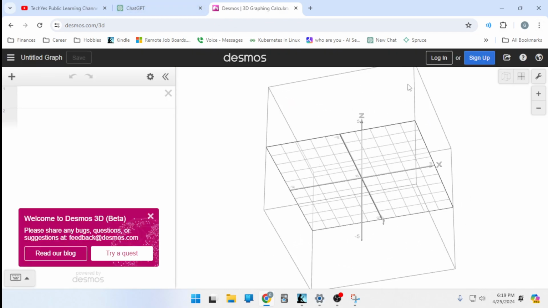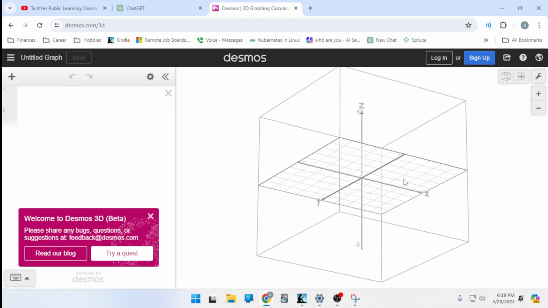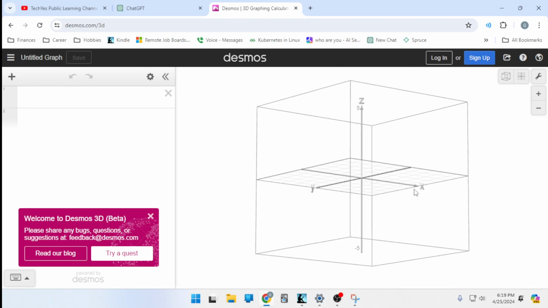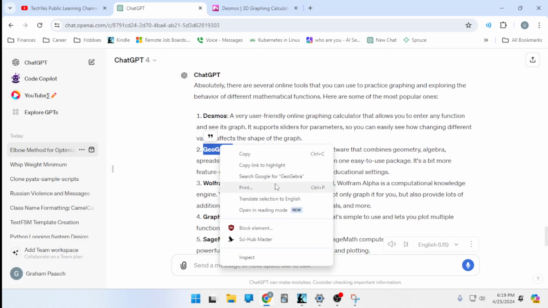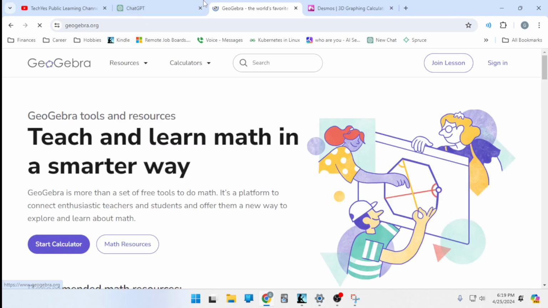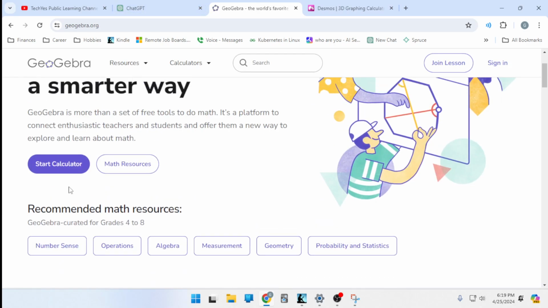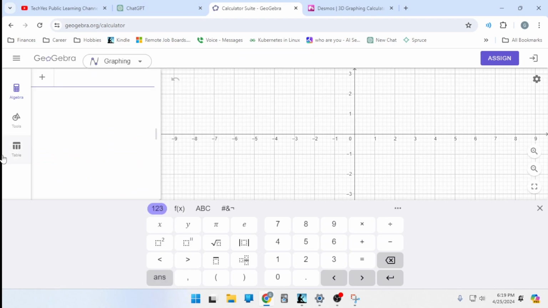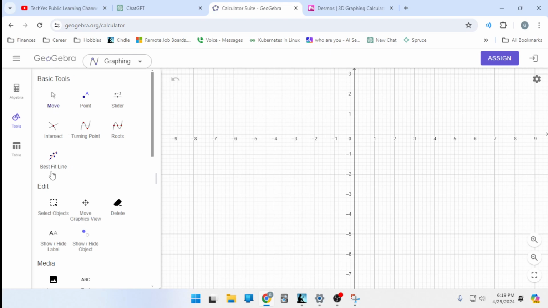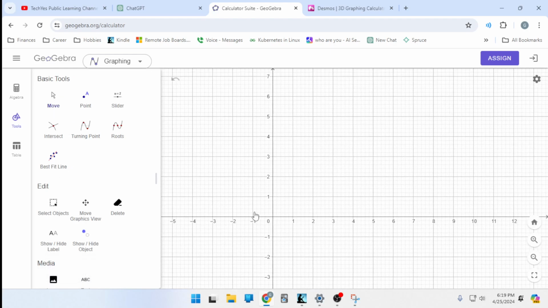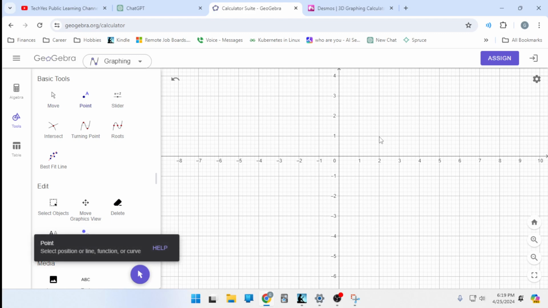Oh, this is cool. I like this. Oh, I like this one better, because it's all out there. Yeah, and then you can move it around. You can put a point on it. I like this one a lot better.